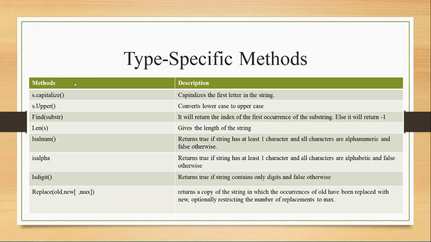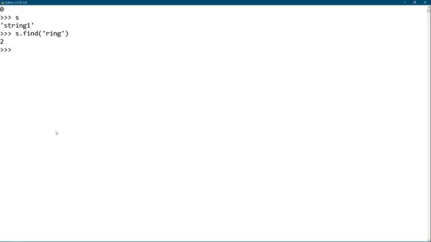Then another method we have is len, or length. It gives us the length of the string. For our example, if we say len(s), it is giving me 7. It has 7 characters. That's why my length became 7.